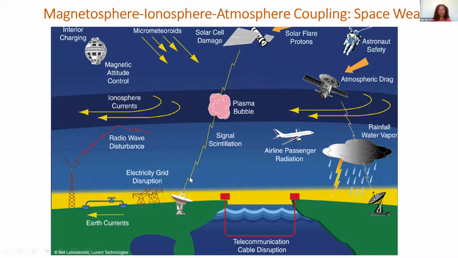There are instabilities that are created in the ionosphere, and we can have plasma bubbles that can affect satellite communication. There may be solar cell damage. There's the issue of astronaut safety. So these are all from the energy coming from above.